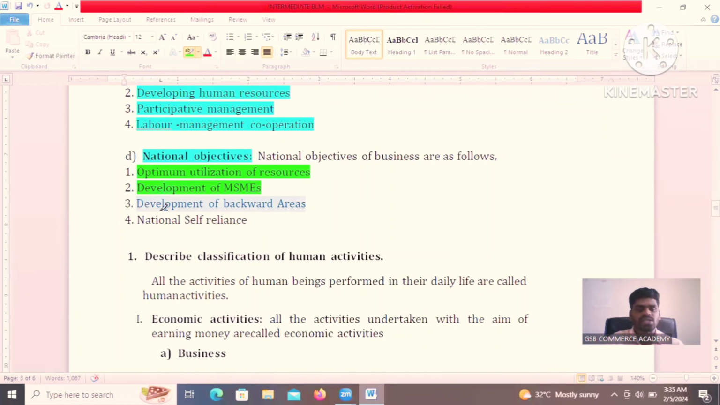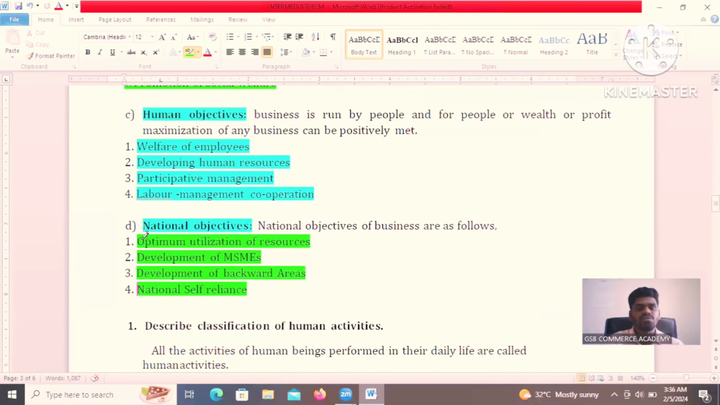Development of backward areas. Whenever we establish any business in the rural areas, indirectly you can provide job opportunities to the rural area people. In that situation, the rural area people can get more job opportunities, so it can develop the backward areas. And the next national objective is national self-reliance.